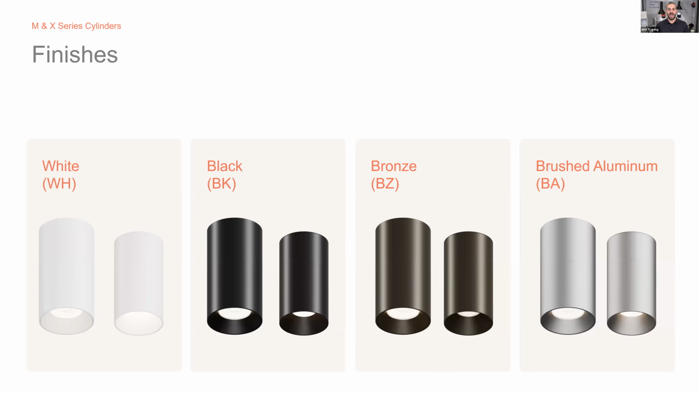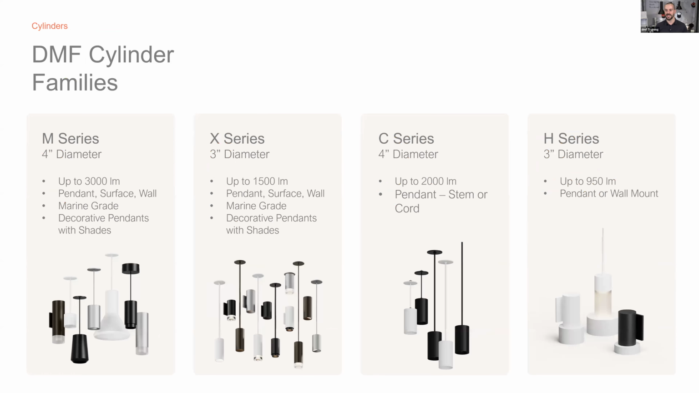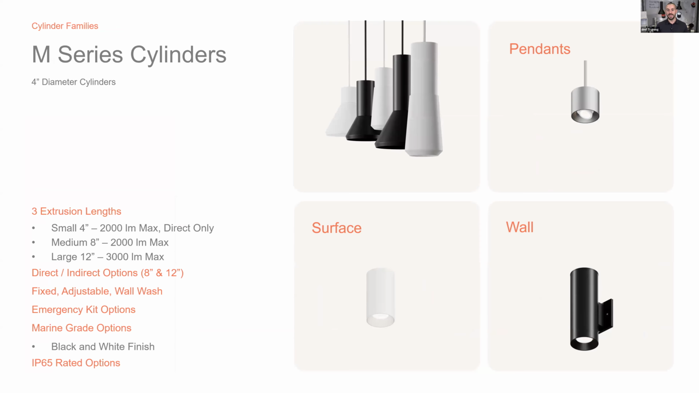We also do offer these in a custom color as well. So you can have a custom color done for your cylinders, including if you have a standard trim, you can have a 2-tone look there, which is really nice. And then, like I said, we do have marine grade finishes, which come in a standard white and black. So all of those finish options are available for all of the different cylinder styles within the M and X series family. M series cylinders come in 4-inch, 8-inch, and 12-inch lengths.